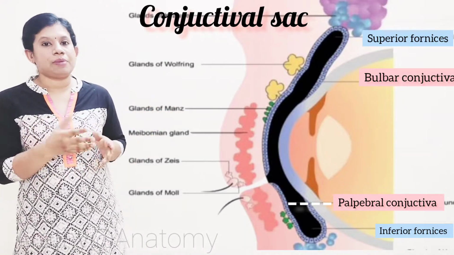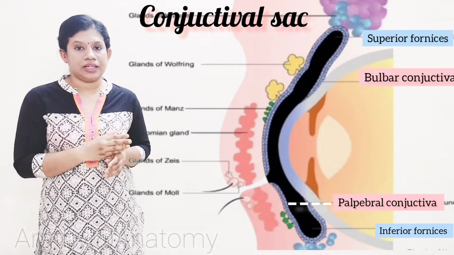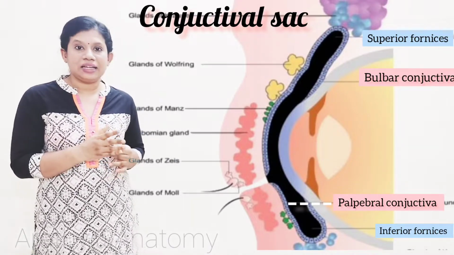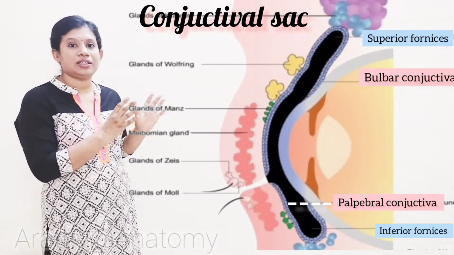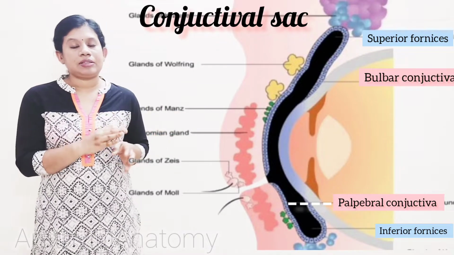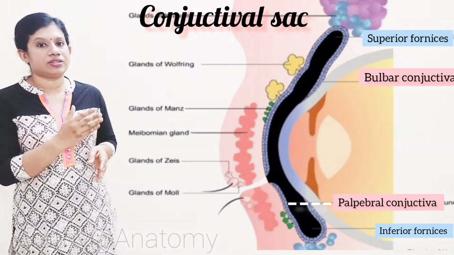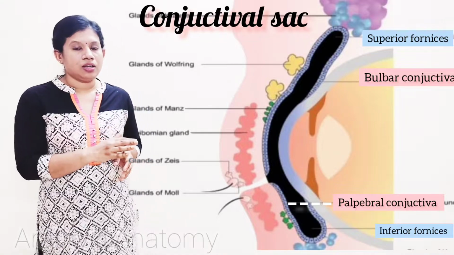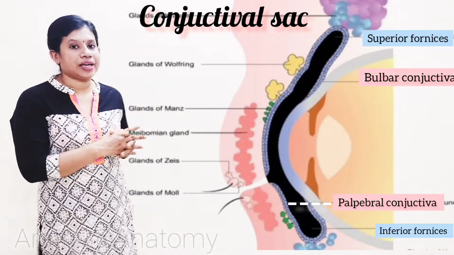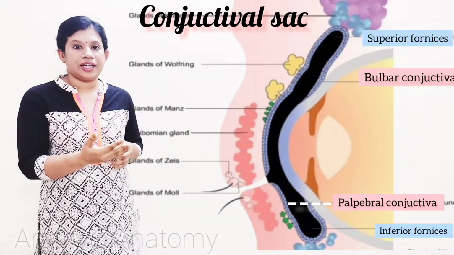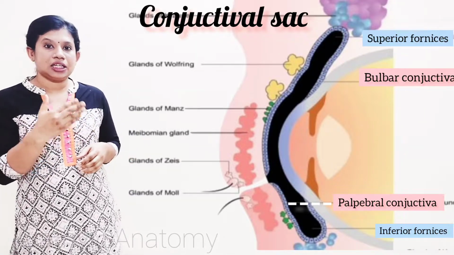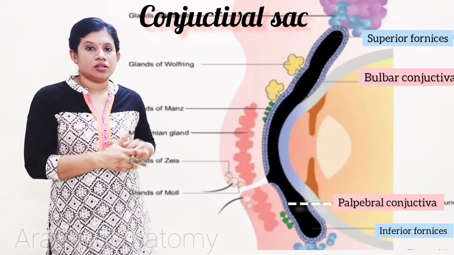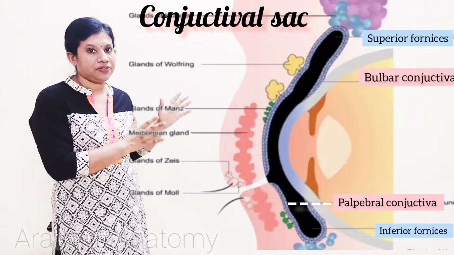The palpebral conjunctiva is thick, opaque, highly vascular, and attached to the tarsal plate. But the bulbar conjunctiva is thin, transparent, and attached to the eyeball, especially in the sclera portion. Over the cornea, it is continued as the anterior epithelium of the cornea. So that is about the conjunctival sac.